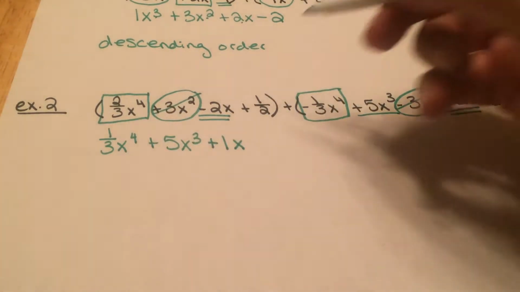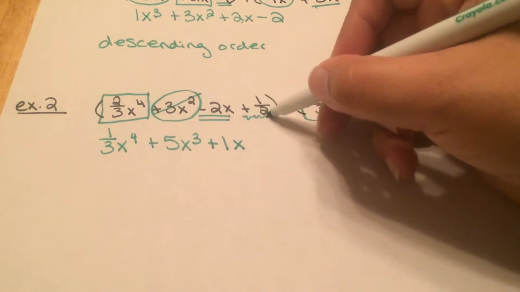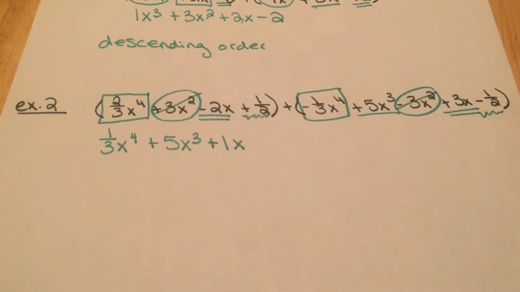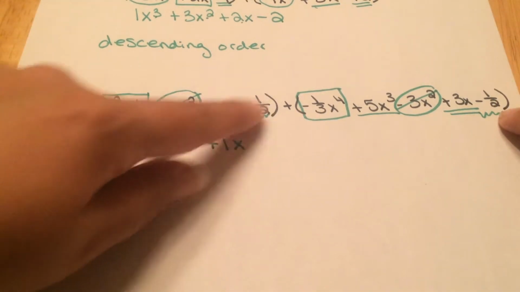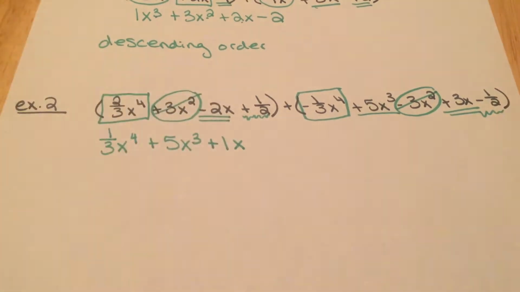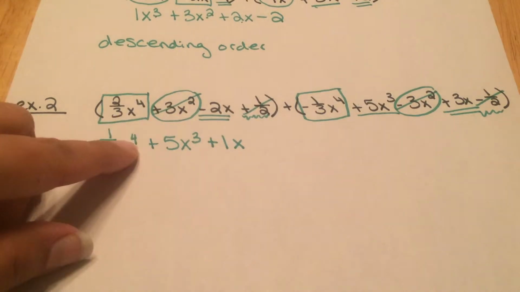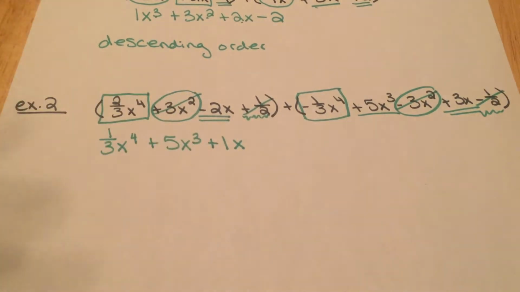And then the last thing we see here is going to be the plus 1/2 minus 1/2. Again, these are our constants. They have the same denominator, so all we have to do is add the negative. But since they're going to be the same thing, we know that those will also cancel out. Therefore, this 1/3 x to the fourth plus 5x cubed plus 1x is going to be our answer. Again, we notice that they're written in descending order. 4, 3, there's no 2, 1, and then no constant.